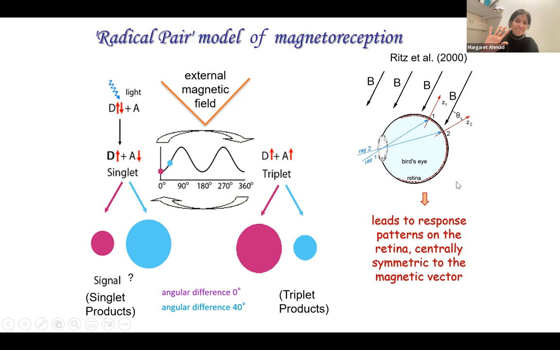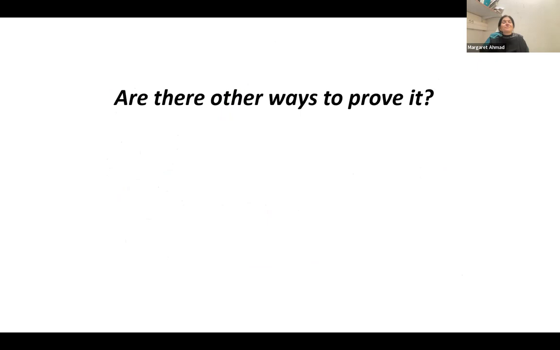Next slide. So this was the coming together of theoretical physicist Torsten Ritz and the world's top behavioral biologists, experimentalists on migratory birds. And they put their heads together and asked, is there a way, experimentally, using biology, using bird navigation, to prove that this radical pair mechanism might actually be real? And when I say real, I mean it has to have biological significance. Next. So we get back to quantum theory.